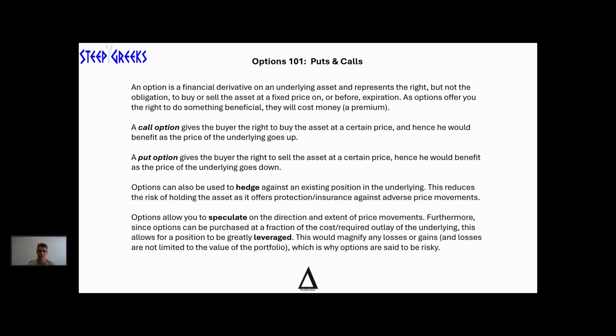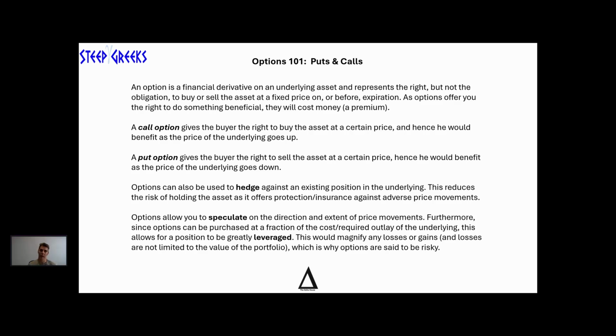A call option gives the buyer the right, but not the obligation, to buy the asset at a certain price, and hence would benefit you as the price of the underlying goes up. A put option gives the buyer the right to sell the asset at a certain price, hence he would benefit as the price of the underlying asset goes down.